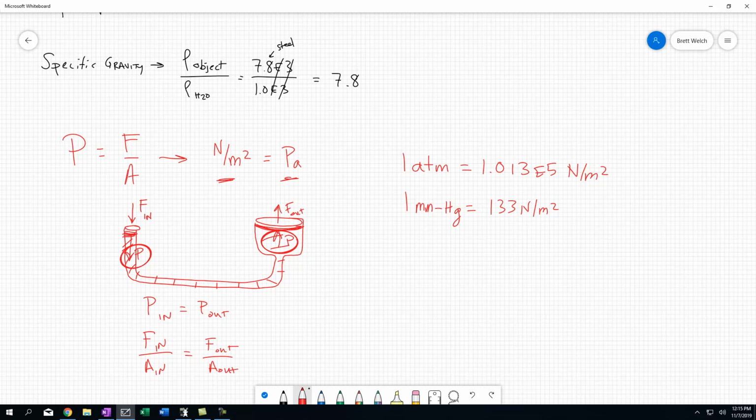Now we use this all the time in mechanized processes, from your power steering to your braking to how the crane uses hydraulics. All of this stuff operates under this principle.